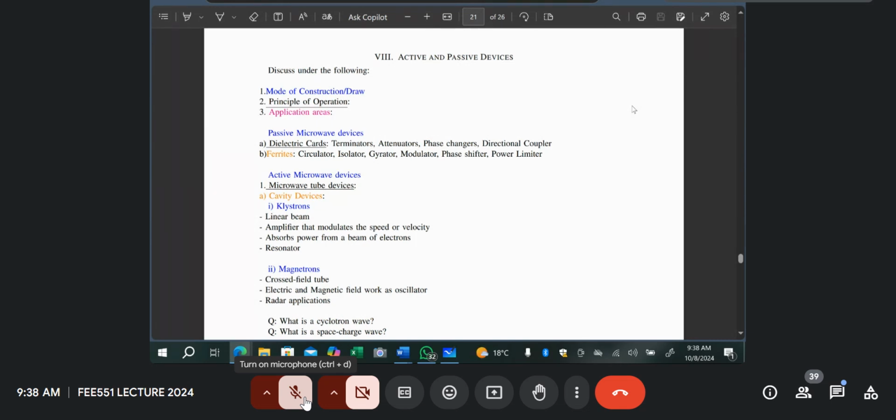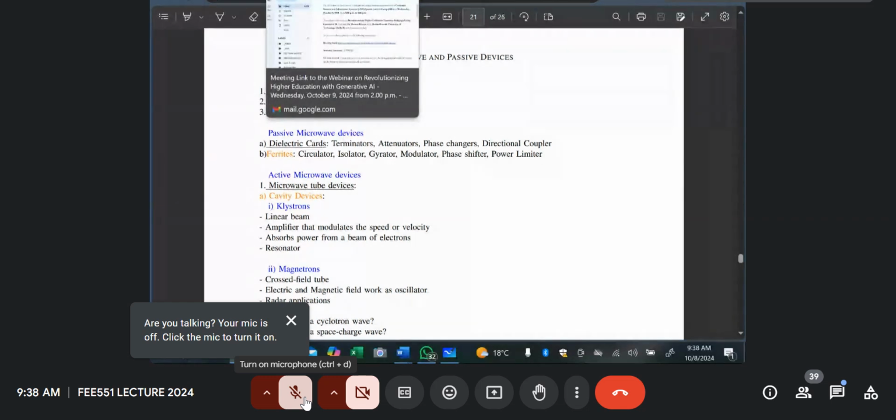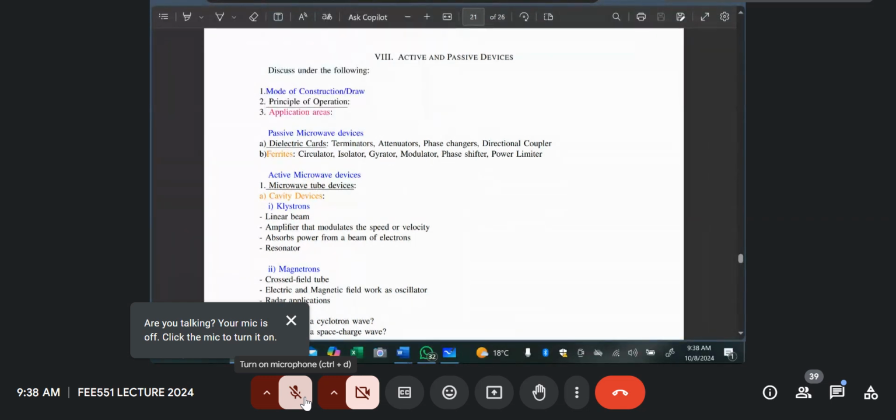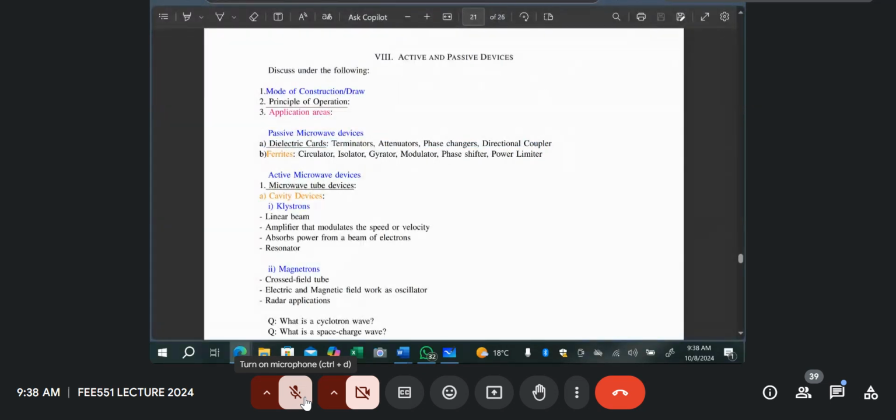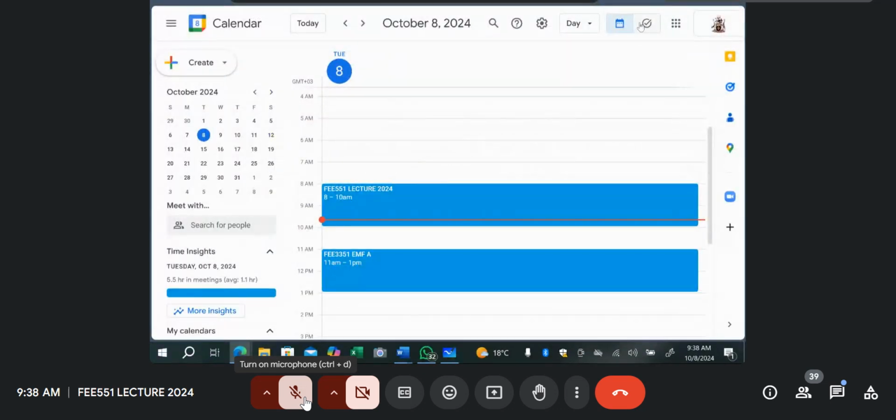So which group is ready? The ones who will be presenting active or passive? Looks like they don't know their groups. Let me check here. Oh, I didn't save them on there. There should be some.